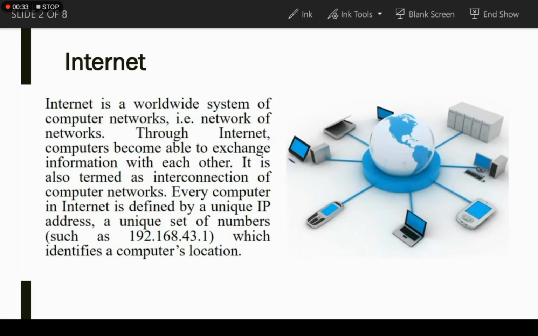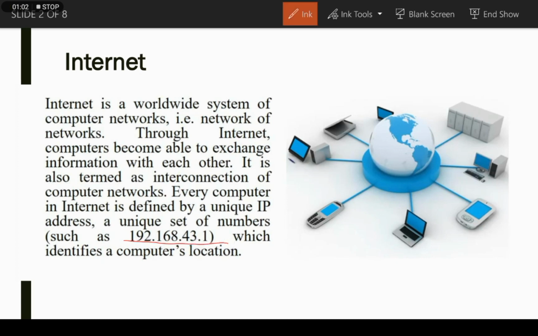So as you can see, the internet is a worldwide system of computer networks of networks. Through the internet, computers become able to exchange information with each other. It is also termed as interconnection of computer networks. Every computer on the internet is defined by a unique IP address, a unique set of numbers. As you can see, this is an example of an IP address.